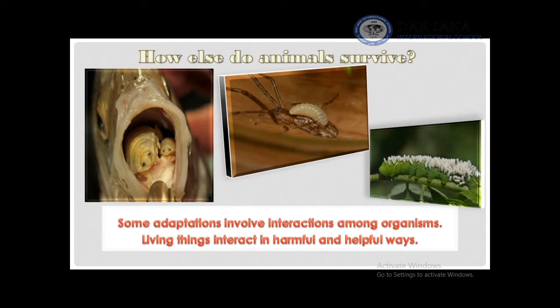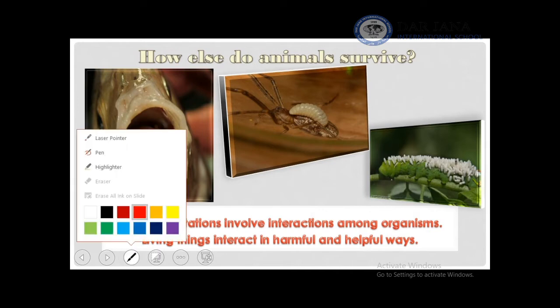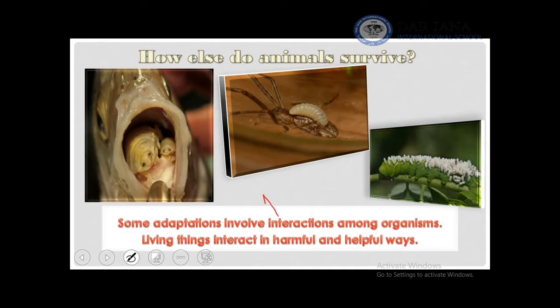So there are many other different ways that could be used by certain animals to survive. Some of these adaptations involve interaction between organisms. Organisms can interact in different ways. They could be either in a helpful way or in a harmful way. So there are two types of interactions: helpful interaction and harmful interaction.